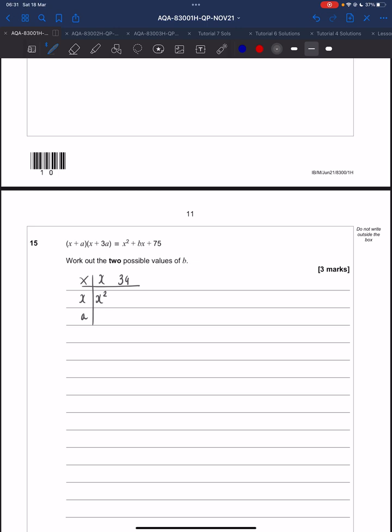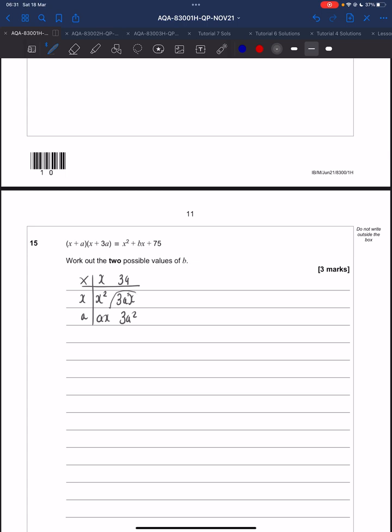So it's x squared, 3ax, ax, and 3a squared. What I've done there: x times x is x squared, x times 3a is 3ax, a times x is ax, and a times 3a is 3a squared.